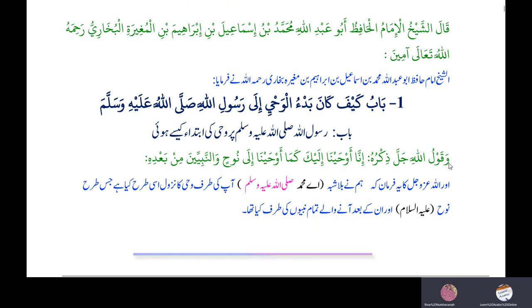Wa means and. Qawl means statement. Allah means Allah. Do you use any title with the name of Allah? Yes, Allah subhanahu wa ta'ala. Just like that, Jalla Zikruhu is another title. At the moment, I will not go into the detail of the meaning of this title. It will become too difficult for you. This is also a title used by Imam Bukhari. And the statement of Allah, Jalla Zikruhu.